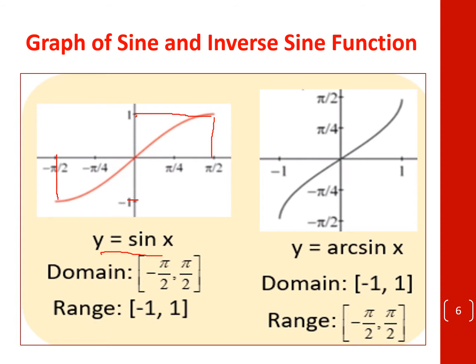Here the domain is the closed interval minus 1 to 1 and the range is the closed interval minus pi by 2 to pi by 2. See the difference between them. Here y is equal to sin x has domain closed interval minus pi by 2 to pi by 2, which is the range of the inverse sine function, and the range of the sine function is the closed interval minus 1 to 1, which is the domain of the inverse sine function.